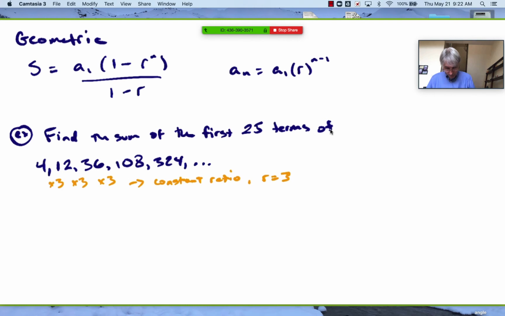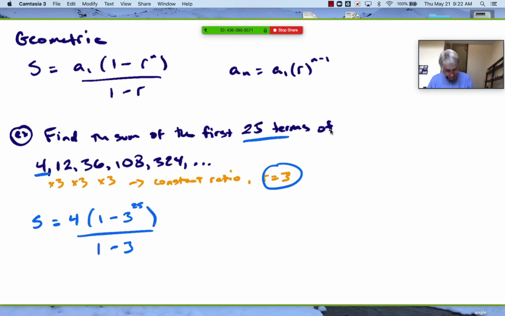So I've got this formula, the sum, let me use a different color, sum equals first term, so that's 4, times 1 minus the ratio, which is 3, to the n, which is 25 terms, so 3 to the 25th, over 1 minus the ratio. And so for this one, all of the information that I need to find the sum is given in the problem once I've recognized that it's geometric.